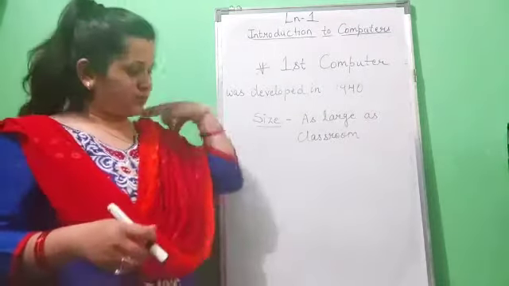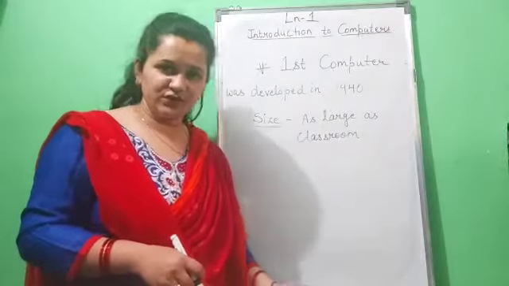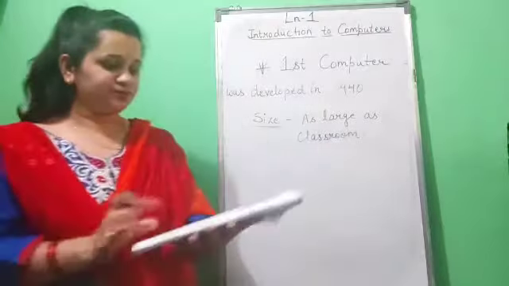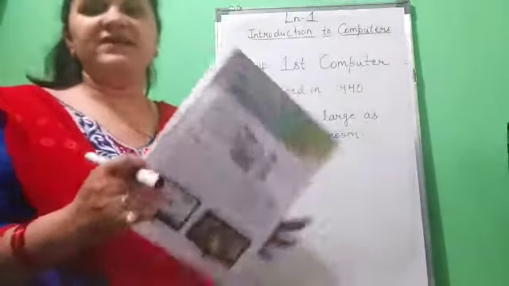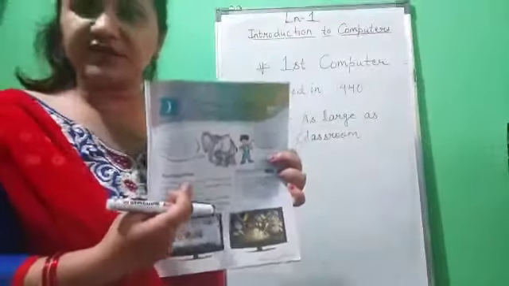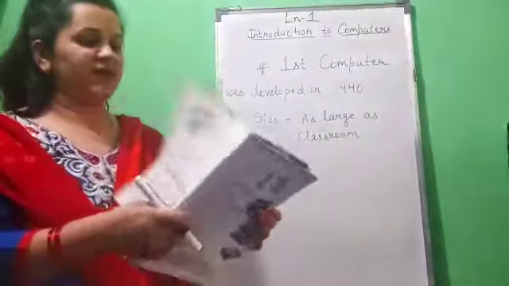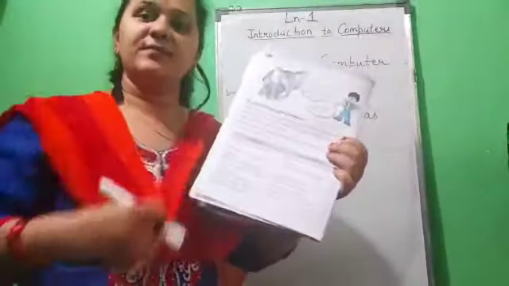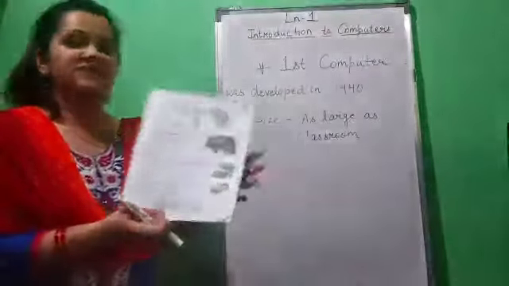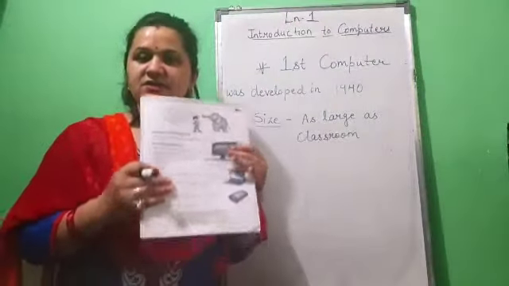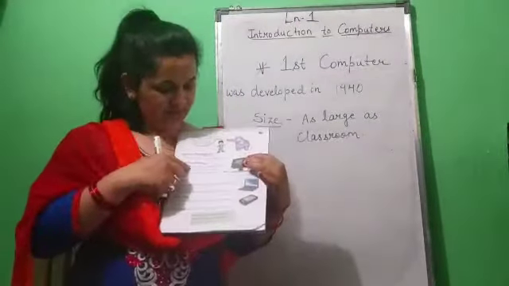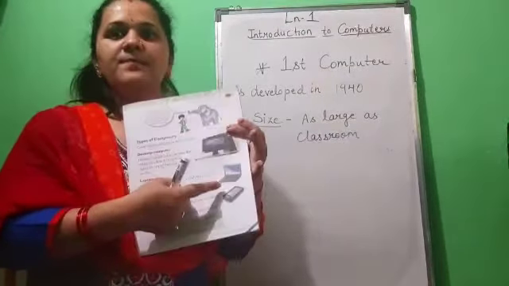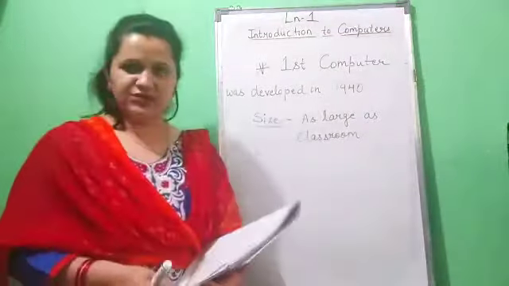Children, now this is the end of your chapter. We have come to an end of this chapter. We have studied the introduction part, what is a computer. Next we have studied the differences between a computer and human beings. Today we have studied the types of computers: desktop, laptop, palm top.